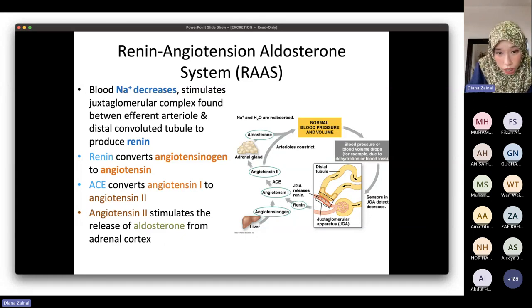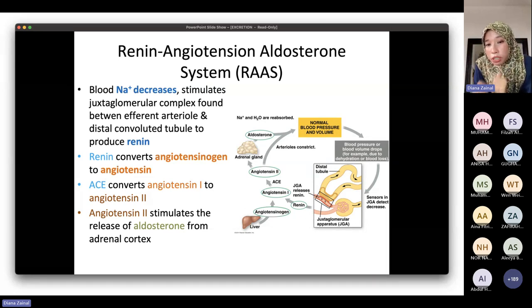Okay, so finally the angiotensin 2 is going to stimulate the adrenal gland. Okay, the adrenal gland, so this is located at your kidney over there, is going to release the aldosterone. Okay, with the release of aldosterone, the arteriole is going to constrict, meaning you are going to increase the pressure.